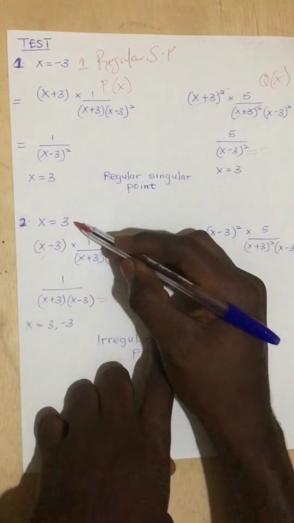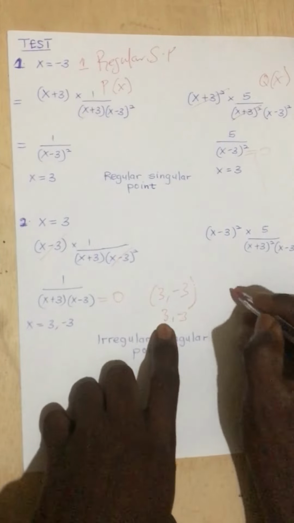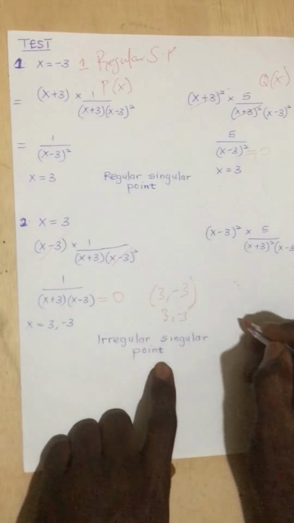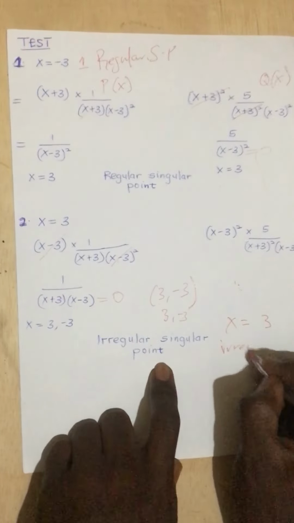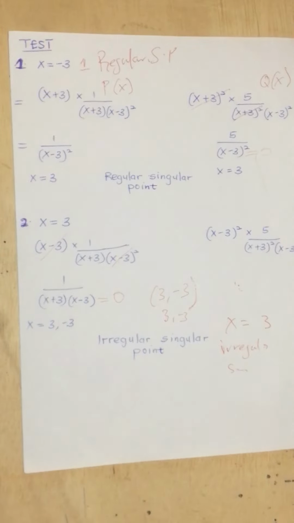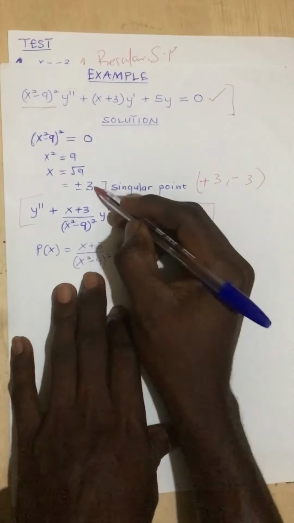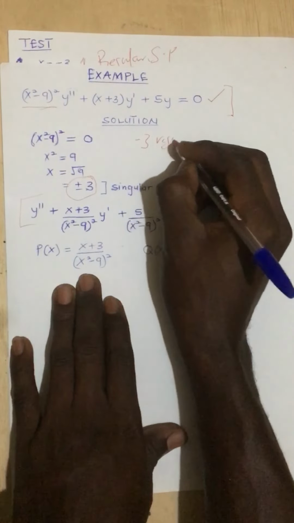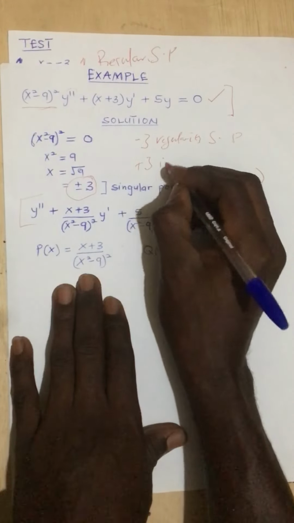So the 3 is the same as the singularity for the previous one. So we can say the condition is not satisfied here. So at x equal to 3, that singular point is an irregular singular point. Are you guys okay? So what it means is that our singular point negative 3 is a regular singular point, and then positive 3 is an irregular singular point.